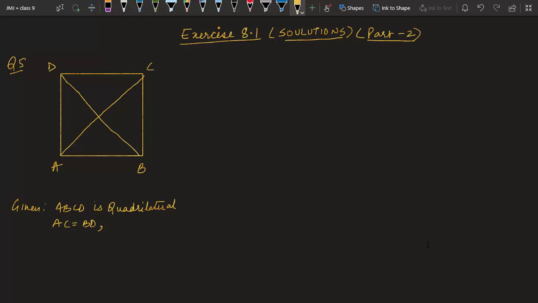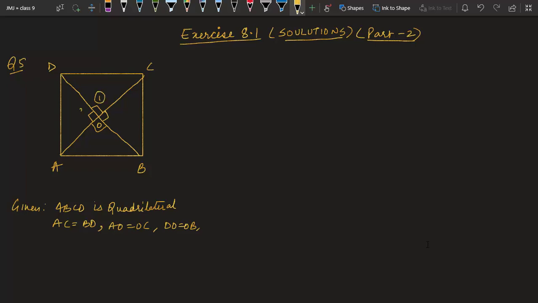Then they are saying diagonals are equal and bisect each other. So that means AO is equal to OC is given to us and DO is equal to OB is given to us. And they are not bisecting normally, they are bisecting at right angles. So this is also given to us in the question that these are right angles. And you can see this symbol that I am drawing, this symbol signifies that they are right angles.